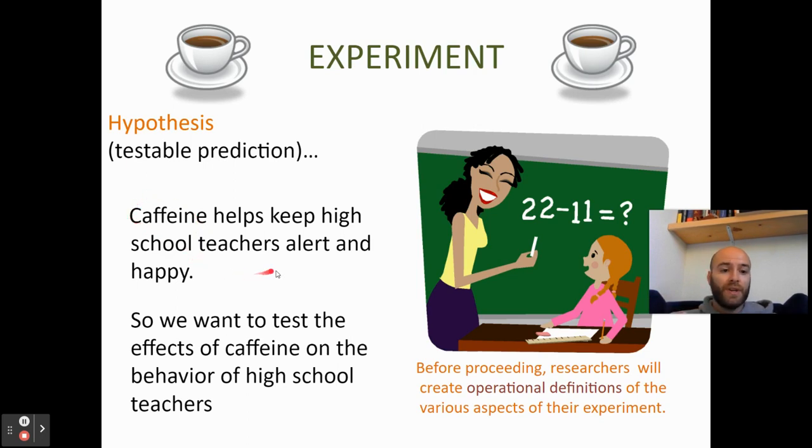And then we also need to operationally define alert and happy. How are we going to know what categorizes those behaviors and mental processes for these teachers? That could be something as easy as having teachers take a survey at the end of each day or something like that to measure their alertness and happiness and standardize those measures so that they can be operationally defined. Okay? That's an important part.